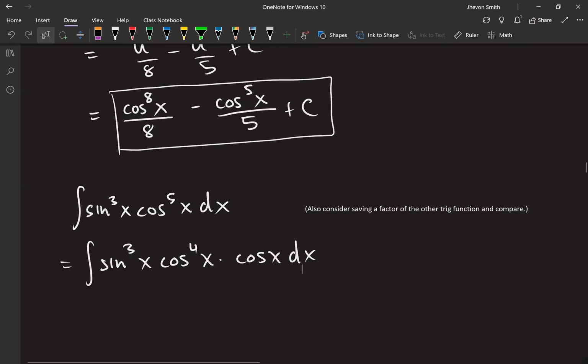Say I factor off a cosine. Help me finish this up. If I did that, what would the next step be? Let's say someone saw that and said, I'll just factor off a cosine. What would the next step look like? Okay, substitute cosine to the fourth with 1 minus sine to the fourth. How would that work?